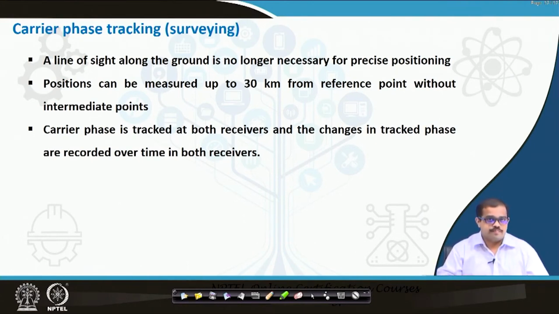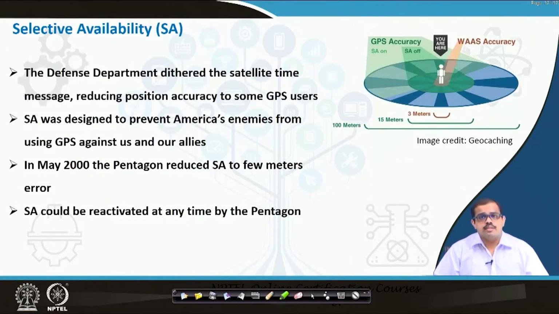That is very important. To know the reference point, again you need the GPS system, which is with precise value on the ground. Then carrier phase is tracked on both receivers, and changes in the tracked phase are recorded over time in both the receivers, which means when I say receivers, it is maybe on your car, on your mobile phone, etc. Okay.